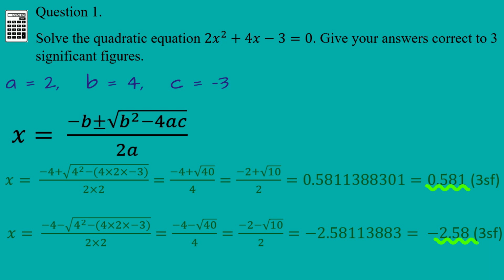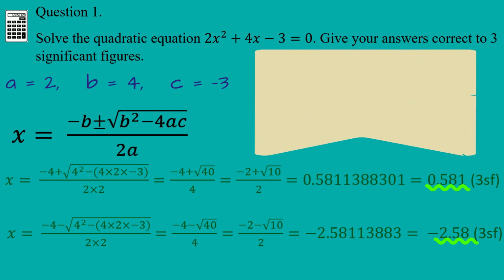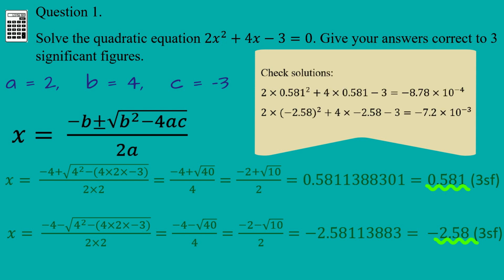If you have time, it is a good idea to check your solutions satisfy the original quadratic equation. Substitute in each solution and ensure that the answer is very close to 0. You won't get exactly 0 as we have rounded our solutions. When you substitute in each solution, you should find that your answers are minus 8.78 times 10 to the power of minus 4 when x equals 0.581, and minus 7.2 times 10 to the power of minus 3 when x equals minus 2.58. As these numbers are very small and close to 0, our solutions are correct to 3 significant figures.